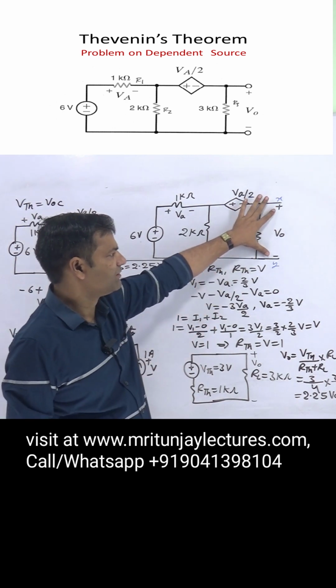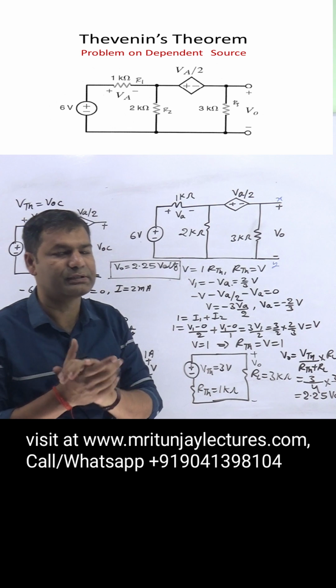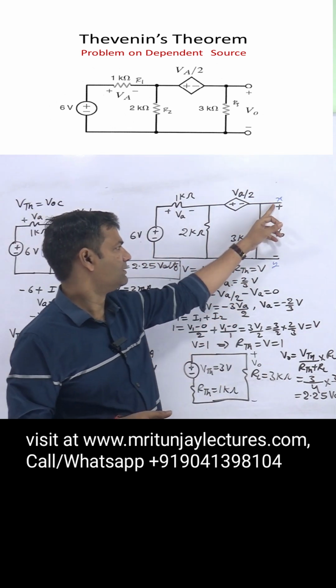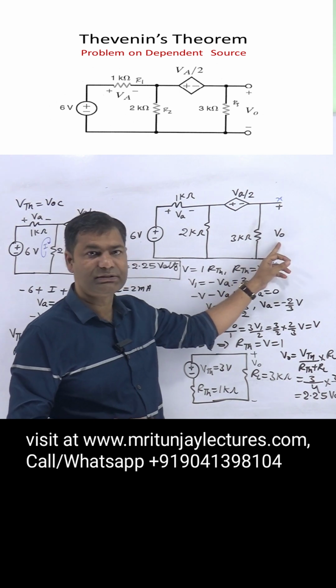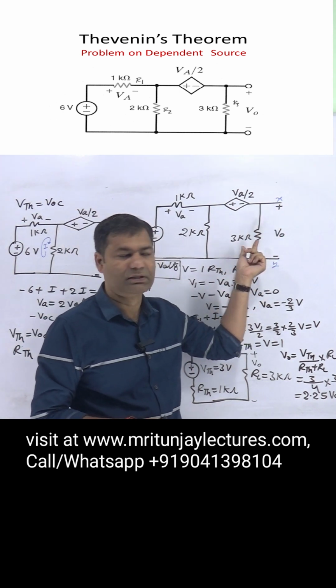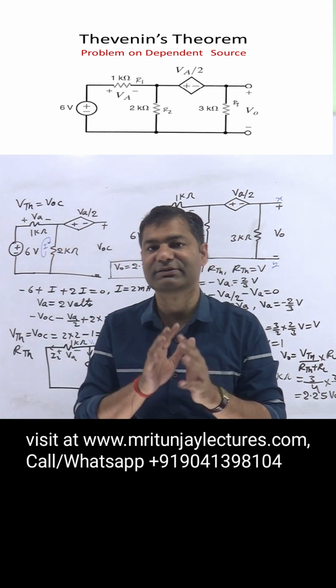Our motto is to determine V naught with the help of Thevenin's theorem. So how can we do it? First of all, the 3 kilo ohm is parallel to V naught, which means this 3 kilo ohm behaves as a load resistance. So we have considered that as the load resistance.